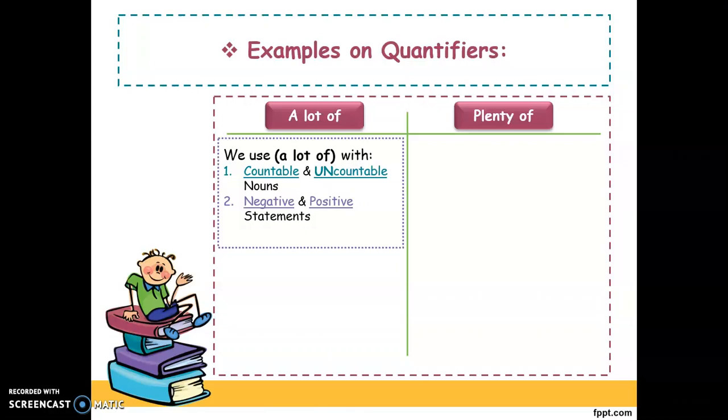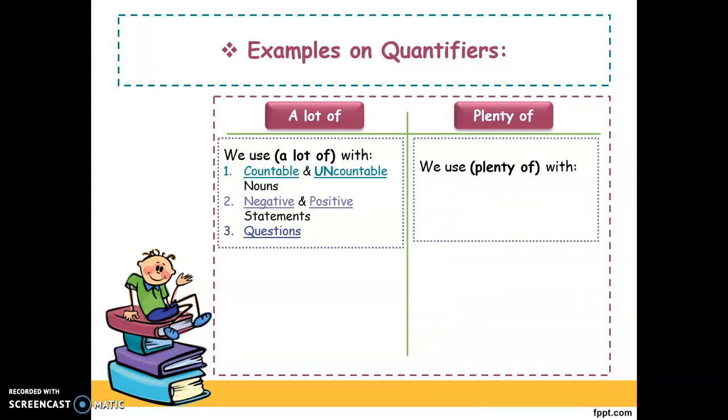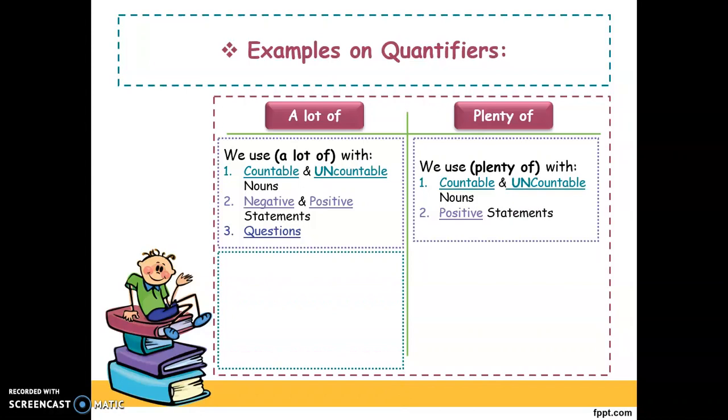So whether a sentence is in the negative form or the positive form, we can use a lot of. Number 3, questions. When we form questions, we can also use a lot of. So basically, we can use a lot of in any sort of situation. What about plenty of? Now, we use plenty of with, number 1, countable and uncountable nouns, so both. Number 2, positive statements. We can't use the quantifier plenty of with negative statements.